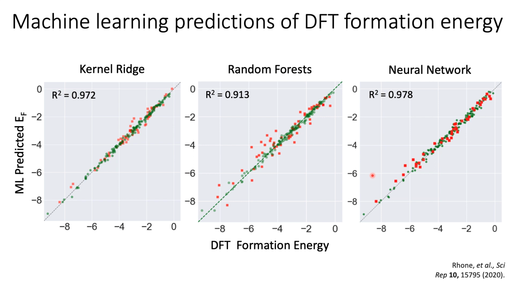We can repeat this for kernel ridge regression over here on the left, and neural networks over here on the right. I won't have time to talk about these models, but you can get increased performance from kernel ridge regression and neural networks.